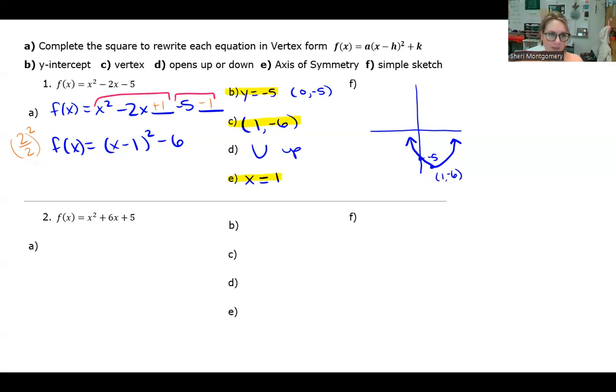We missed our axis of symmetry. The axis of symmetry is just a line. We're going to make it dashed. It cuts through the middle of your graph. The axis of symmetry is always an x equals equation. X is equal to 1. It's just a simple sketch.